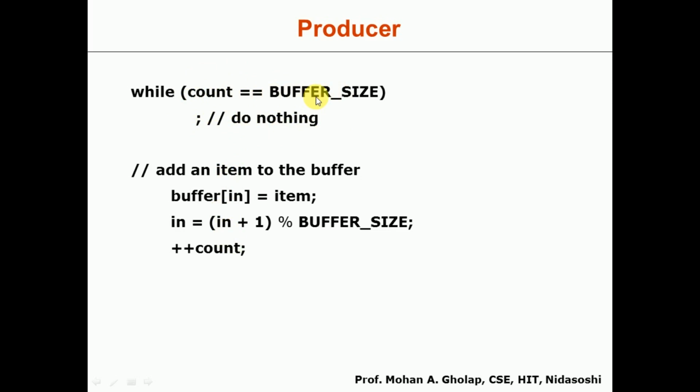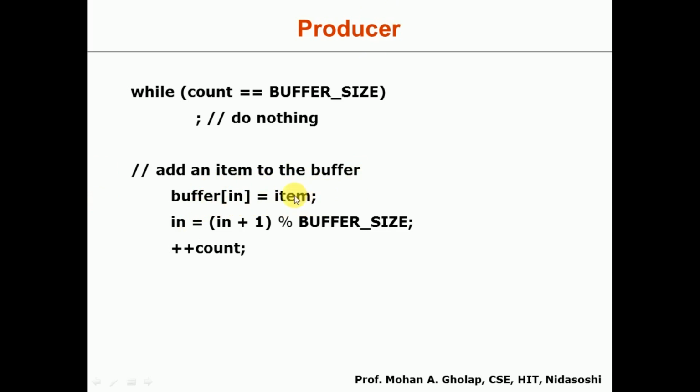When this condition becomes false, that means count is not equal to buffer size, which means there is free space in the buffer. In that case, the producer should produce the data and place it onto the buffer. For that we have these lines: add an item to the buffer. To add an item, you use the pointer in. Buffer of in will give you the next free space available on the buffer. So buffer of in equals item, and the newly created item will be placed on the buffer at position in.